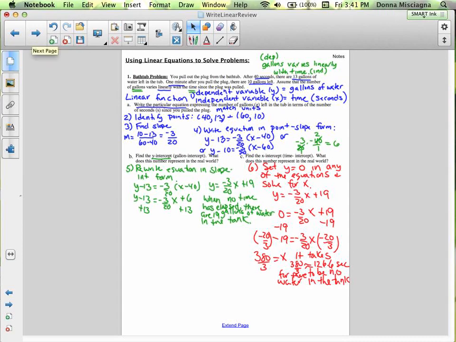All right, so the y-intercept tells us, when no time has gone by, how much water is in the tank. The x-intercept tells us how long it takes for there to be no water in the, did I say tank? This is a bathtub. I've turned my tub into a tank. I don't know who would take a bath in a tank. Tub.